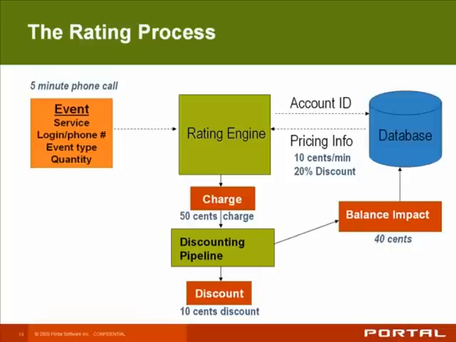In this example, the rate plan has been located and it calls for a 10 cents a minute charge with a 20% discount. The information for a 5-minute call is passed to the rating opcodes and results in a 50-cent charge. The call is then discounted by the discounting pipeline, and the balance impact of 40 cents is updated in the customer's account in the database.